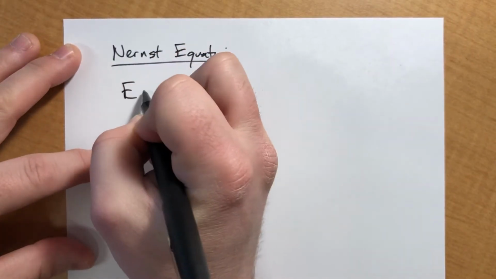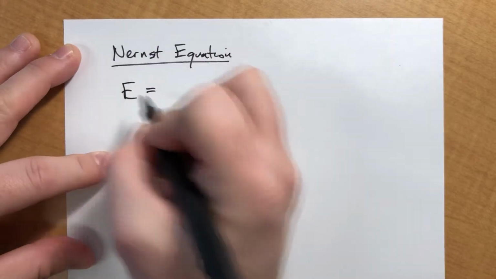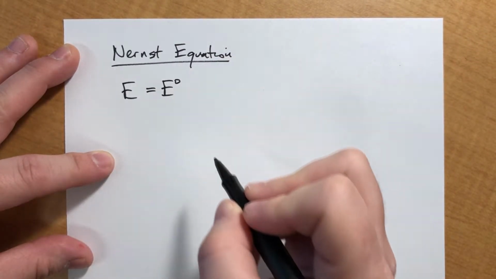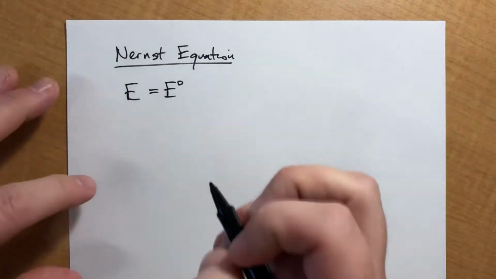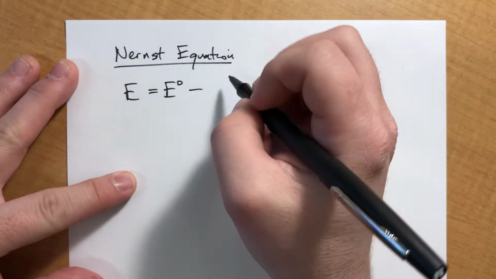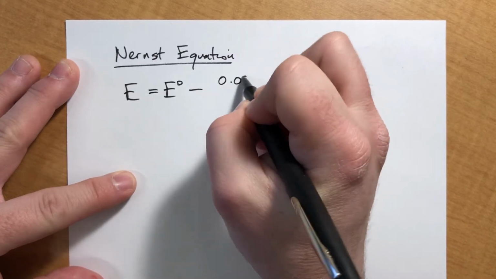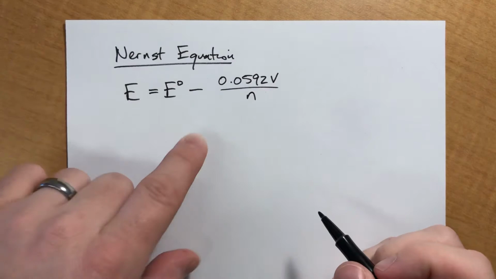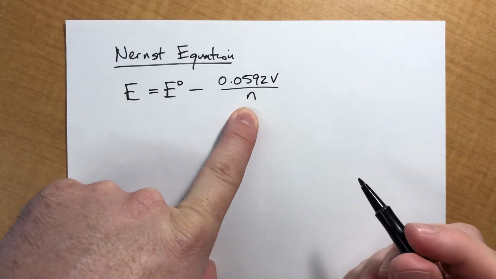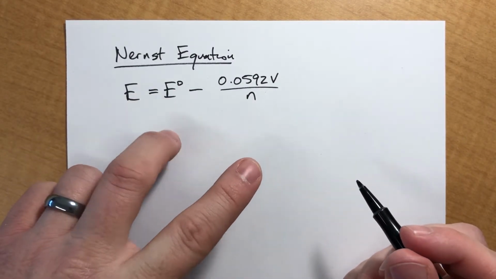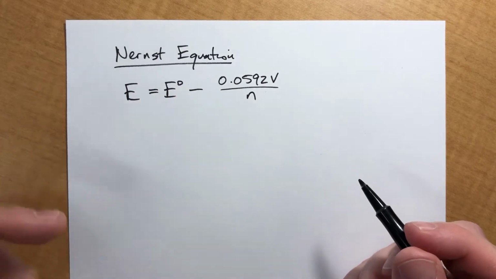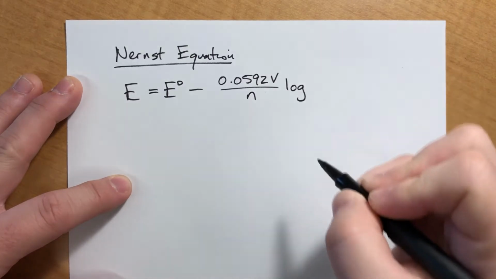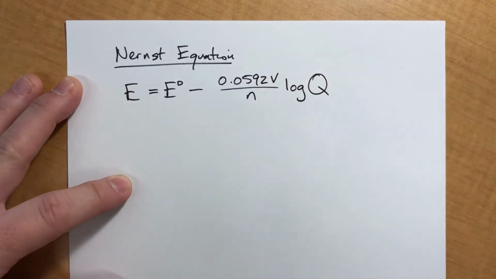The idea is that the cell potential, which I'm just going to label as an E here, is equal to the standard conditions with sort of a corrective factor. And it works out to 0.0592 volts divided by n, which is the same n it's been in the past couple videos. It's the least common multiple between the number of electrons in the two half reactions, times the log, not natural log, of Q.